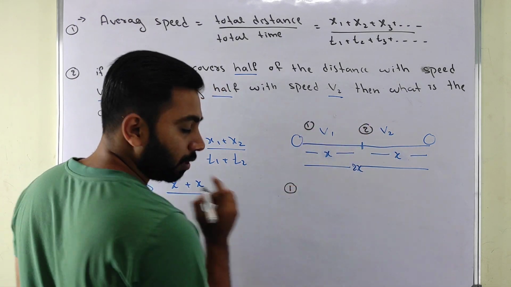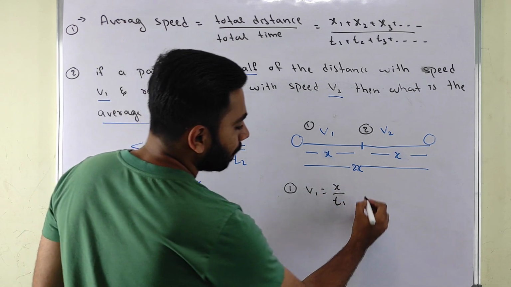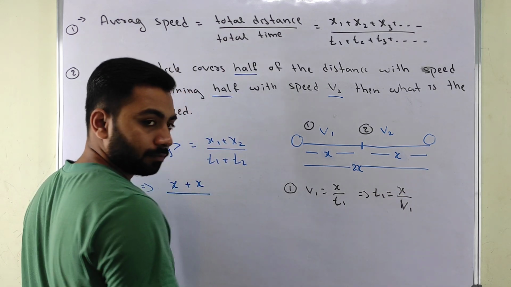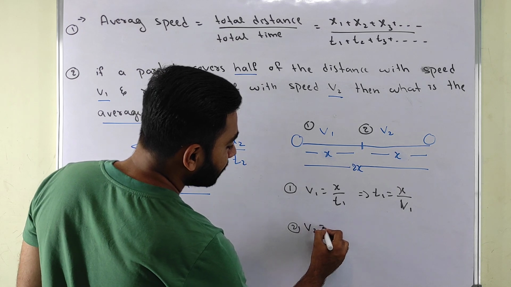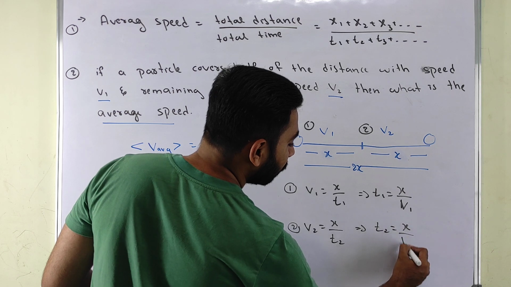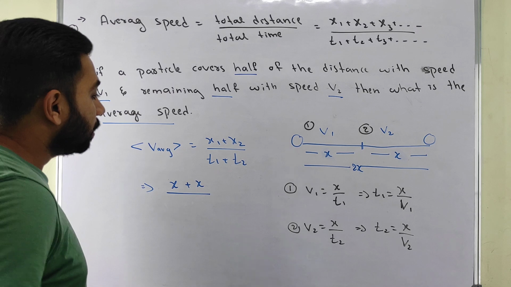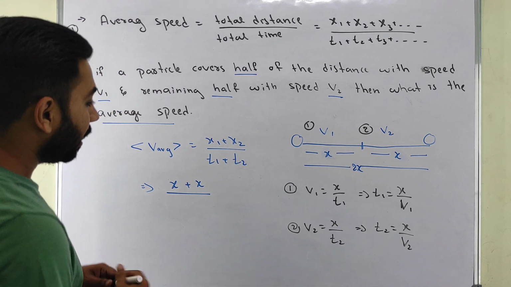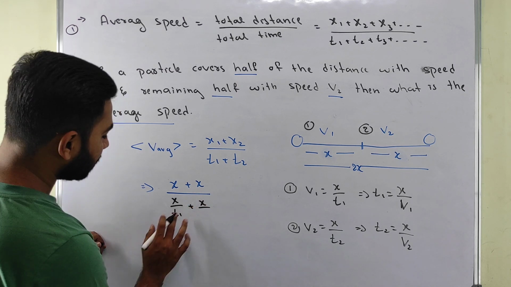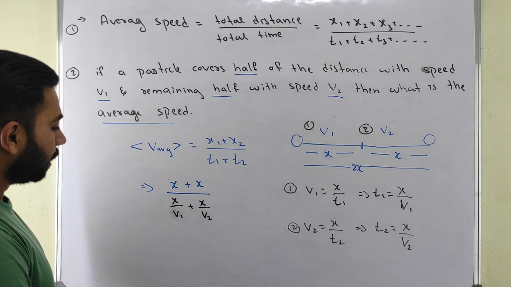For the first one, velocity is equal to distance upon time, so time is equal to distance by velocity. For the second one, velocity is equal to distance upon time only. Here again, t2 is equal to x by v2. I can write like this, so I got the time now. If I substitute this, we get x by v1 plus x by v2.